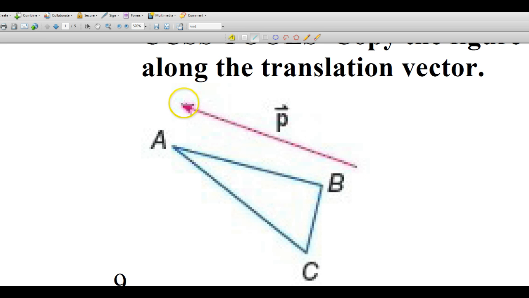For number 9, copy the figure and the given translation vector, then draw the translation of the figure along the translation vector. So using a ruler, you would make lines parallel to this vector through each vertex.